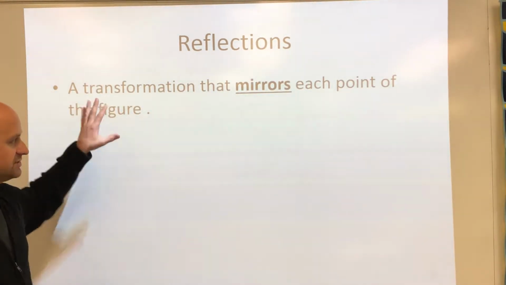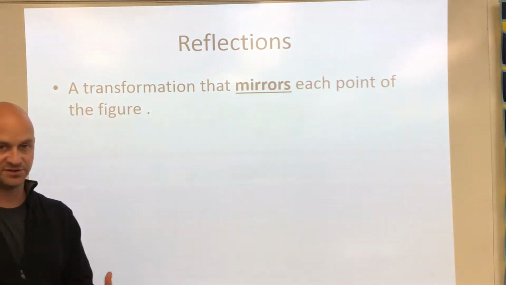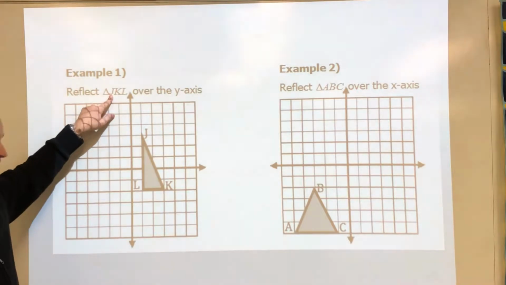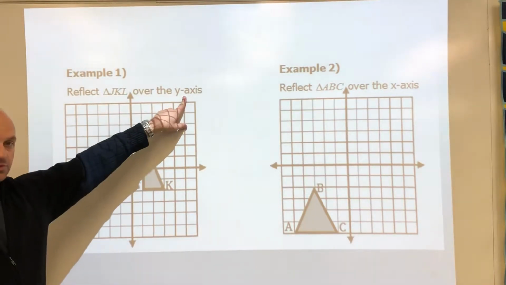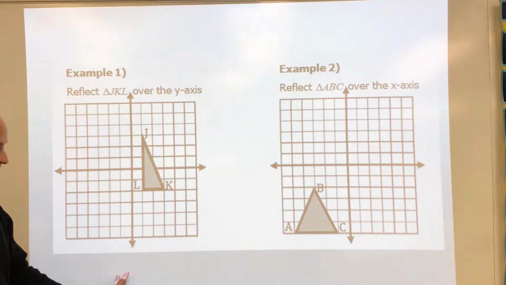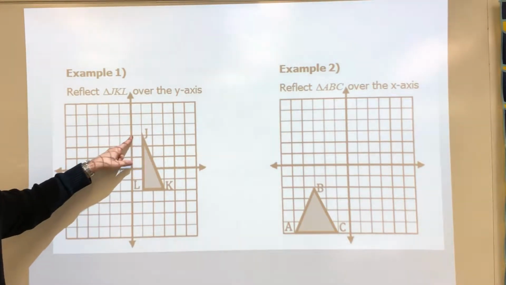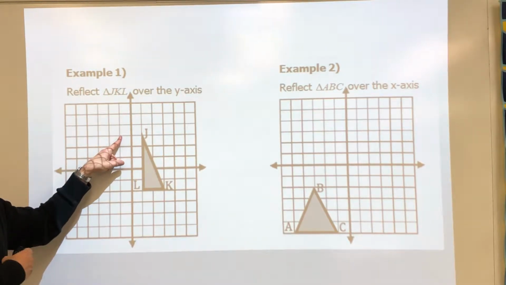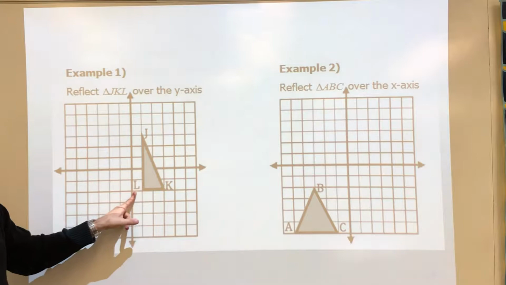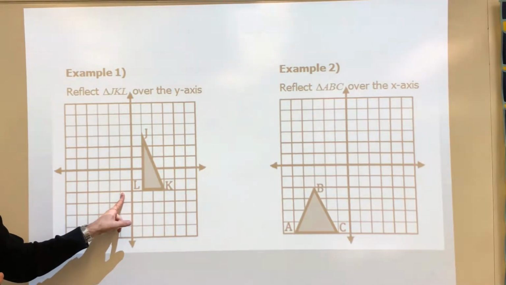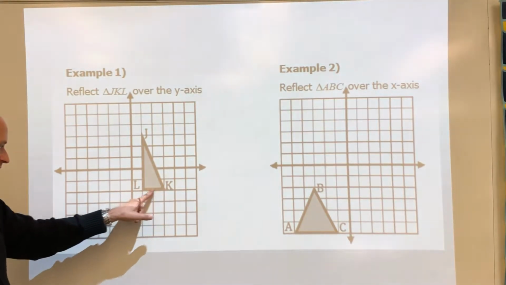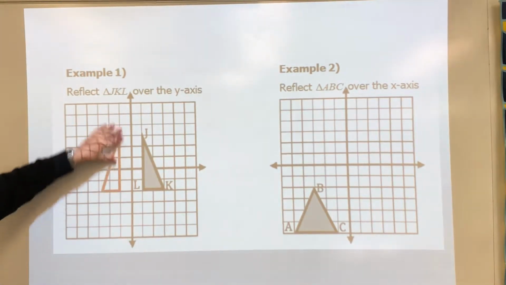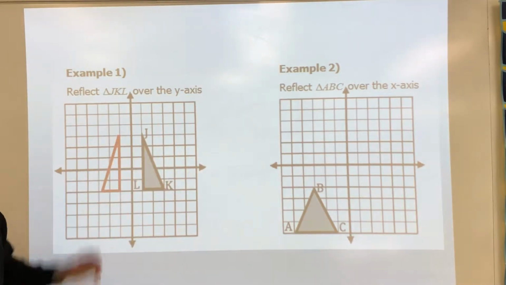So a reflection is a transformation that mirrors each point of the figure. So it's a mirror image. In this example, we have triangle JKL, which is graphed here, and we want to go over the y-axis. The y-axis is the vertical axis. This point here is 1 unit away from the y-axis, so it's going to end up the same distance on the other side. Point L is 1 unit away, so it would also end up 1 unit on the other side. Point K is 1, 2, 3 units away, so it would end up 3 units away on the other side. And this would be your reflection over the y-axis.